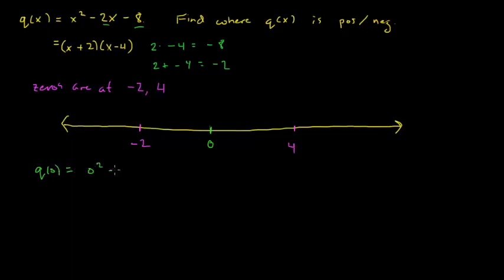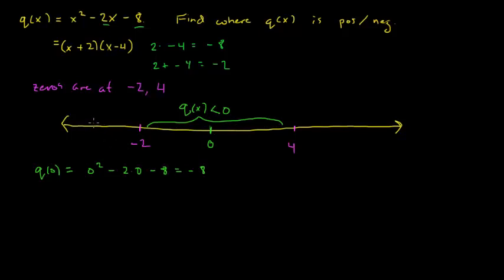Let's look at q of 0. That's 0 squared minus 2 times 0 minus 8. That's negative 8. So q of x is negative at the point 0. So q of x must be negative everywhere between negative 2 and positive 4.